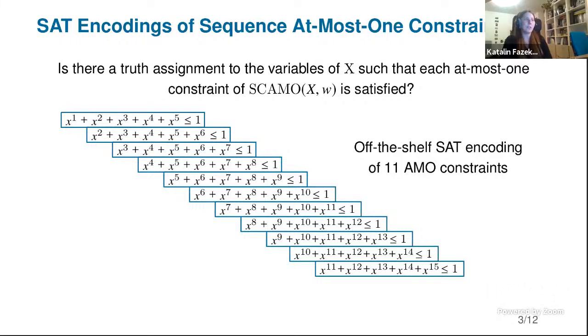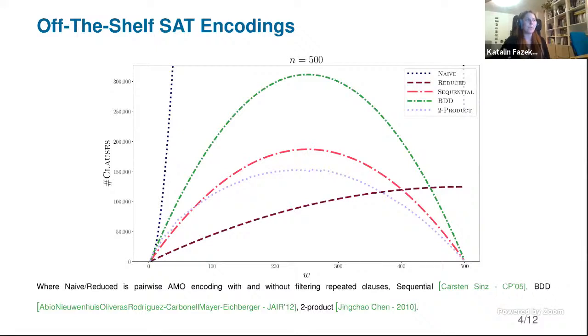Soon we realized that the resulting formulas are extremely large. On this figure, you can see that if we have, for example, 500 Boolean variables, then depending on the width of this window, we can easily end up with more than 100,000 clauses. And again, this is just one of our many constraints in the problem. Here, for example, this red line is the sequential counter encoding, and this dark red colored line is the pairwise naive encoding of each of the at most 1 constraints. Apparently this is the smallest we can get up to a certain point.